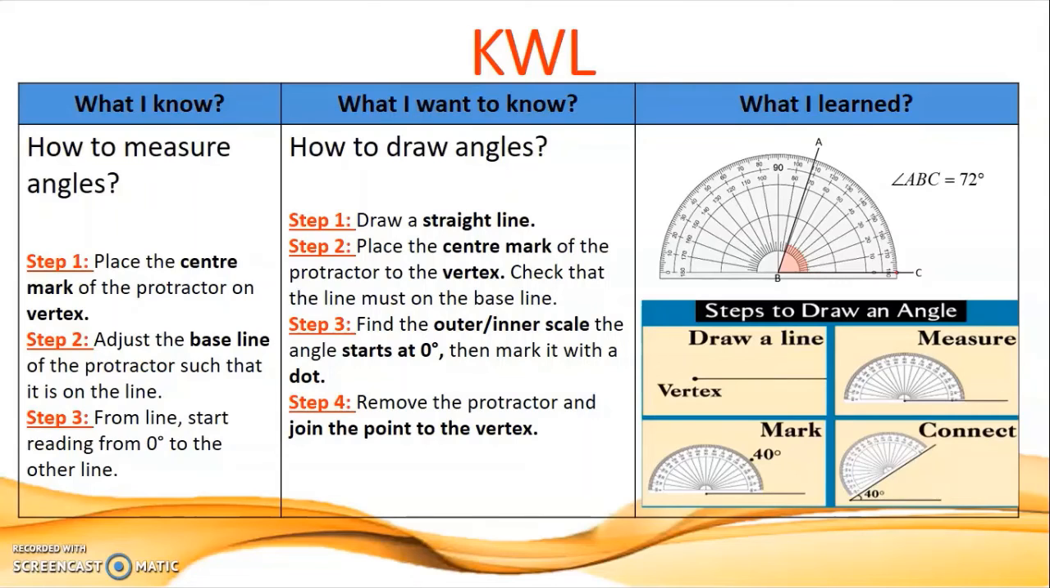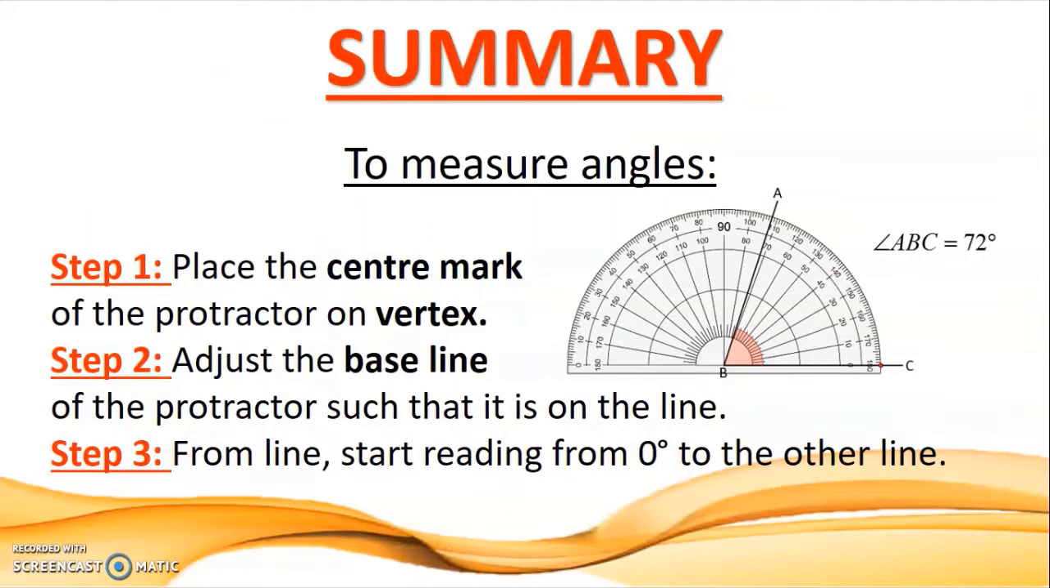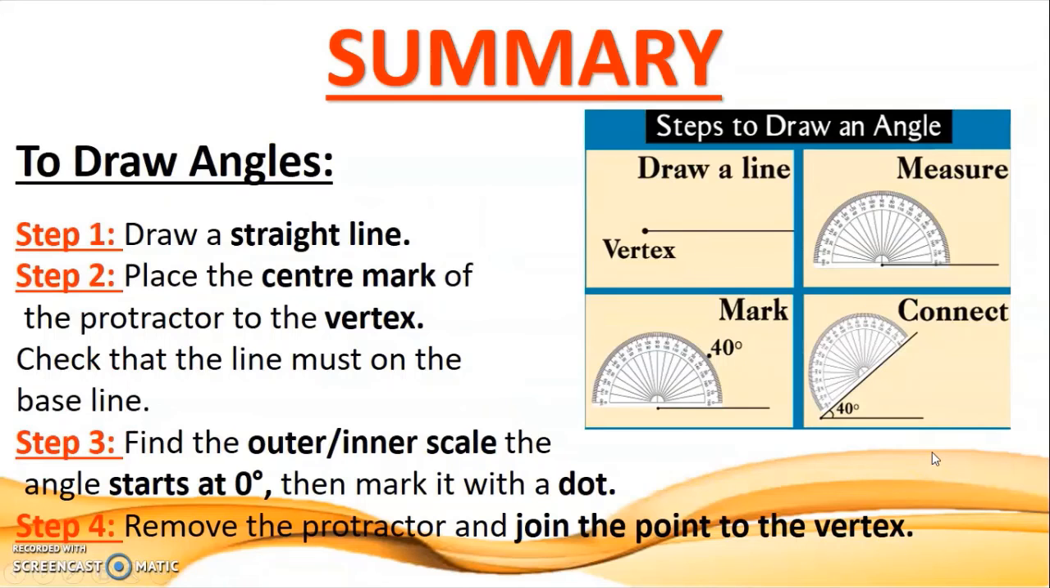What did you learn in this lesson? You learned how to measure angles and how to draw angles using a protractor. To sum up our lesson, to measure angles, we have steps to follow. Step 1. Place the center mark of the protractor on the vertex. Step 2. Adjust the baseline of the protractor such that it is on the line. Step 3. From the line, start reading from 0 degrees to the other line.